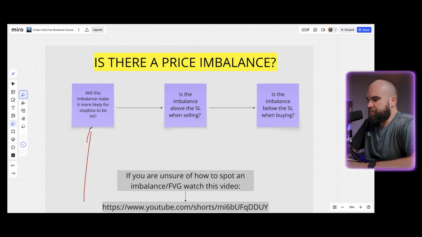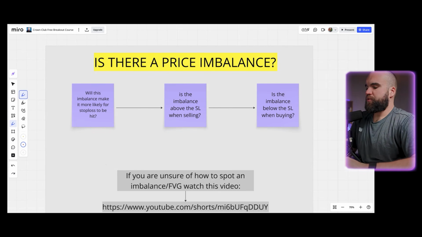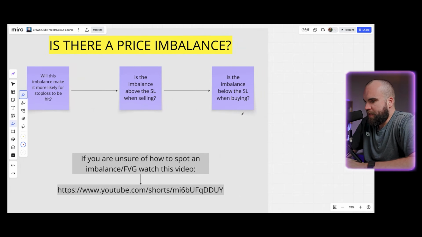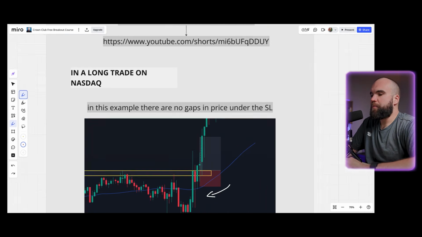Meaning, if price pushes super aggressively and I get in over here, there's a chance it's going to come back out, take out my stop loss, and then we get completely screwed. So we want to make sure we don't get involved in situations like that. So the questions we ask ourselves is, will this imbalance make it more likely for stop losses to be hit? Okay. Is the imbalance above the stop loss when we are selling? Is the imbalance below the stop loss when we are buying?